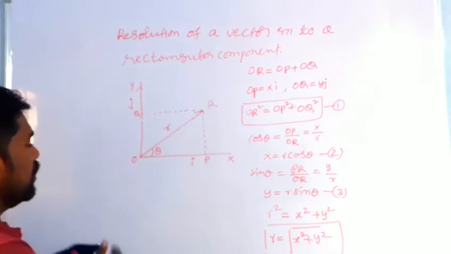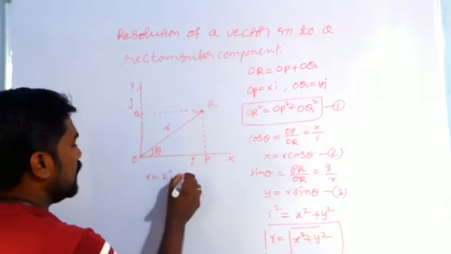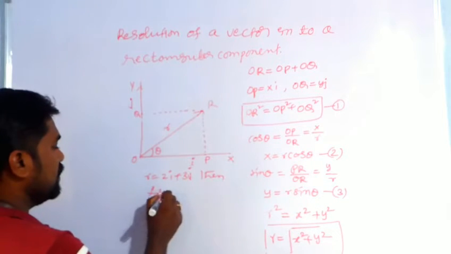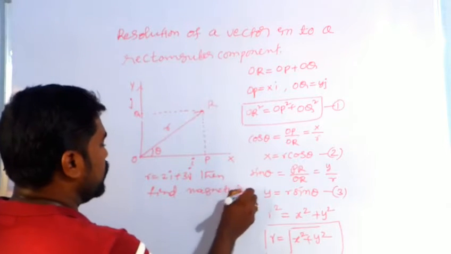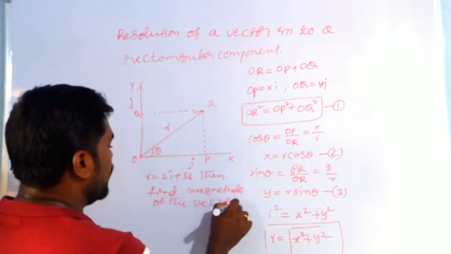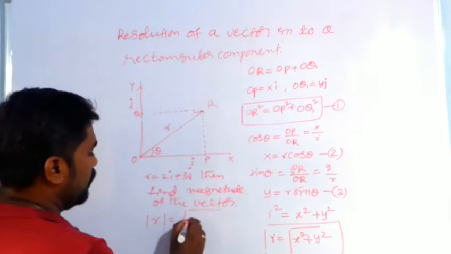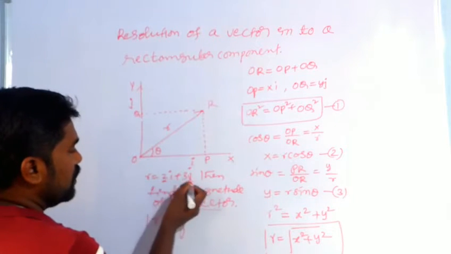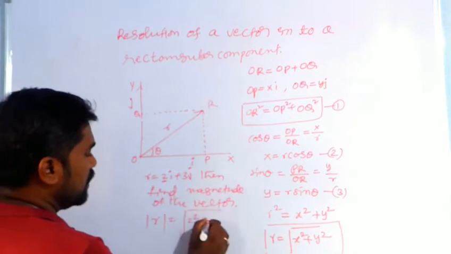Suppose a vector R equals 2i plus 3j, then find the magnitude of the vector. We can simply write the modulus of R equals the square root of x squared, that is the x factor in this vector, 2 squared, plus the y factor in this vector, 3 squared.